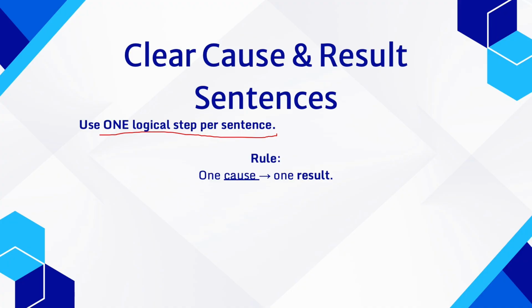So in each sentence, we will write only one cause and one result. It is possible to make more complicated sentences, but it's also easier to misuse language and confuse the reader. So right now, we'll focus on one cause and one result.